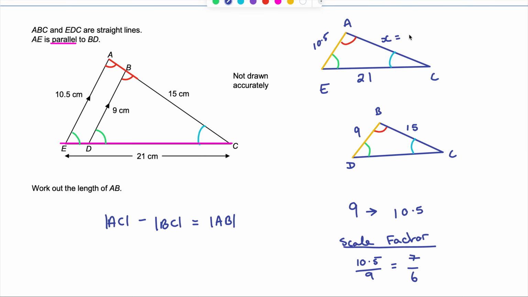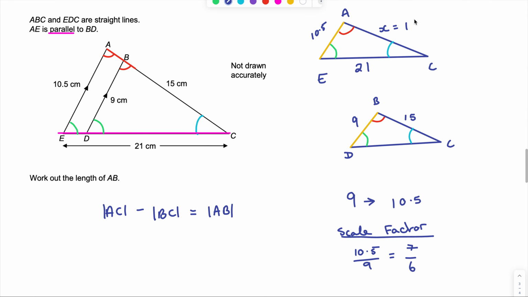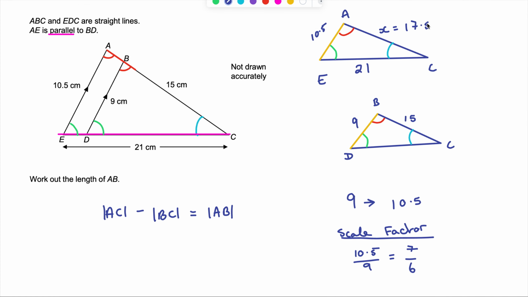Now always reflect on am I finished? Now I need to think about, did I finish it? So we said A to C, which we've now got, which is 17.5. Take away B to C, which is 15. That will leave me with the length of A to B, which is 2.5. So I've worked that out.